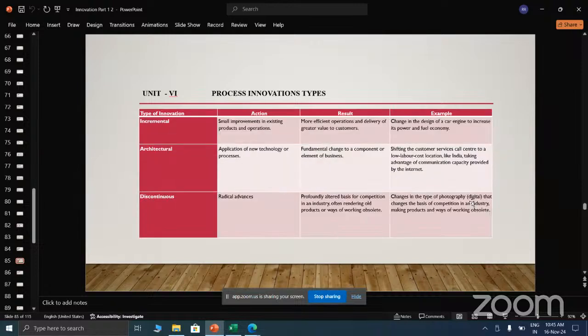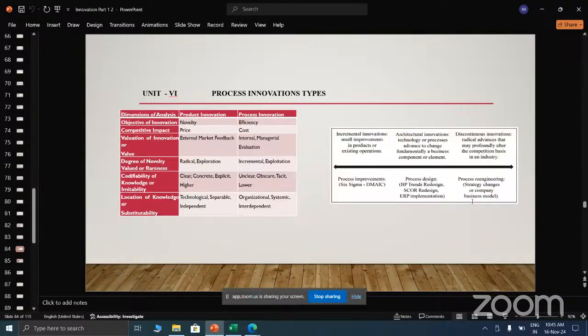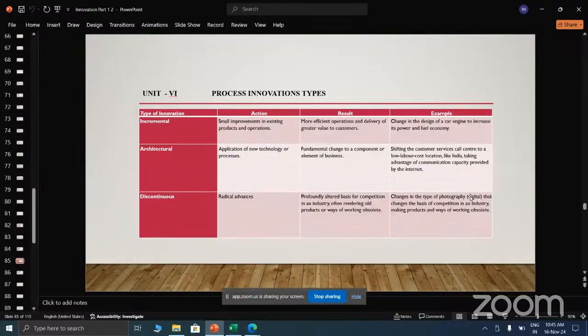Let us look at incremental, architectural, and discontinuous as we discussed in the previous ones. Let us look into the actions, results, and examples of them. Under incremental, we see the action is small improvements in existing production, and the result will be more efficient operations and delivery of greater value to customers.